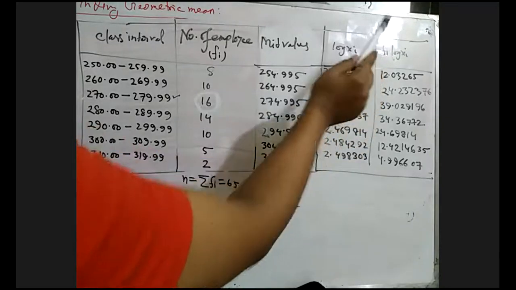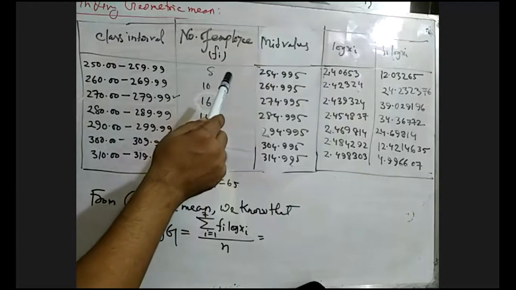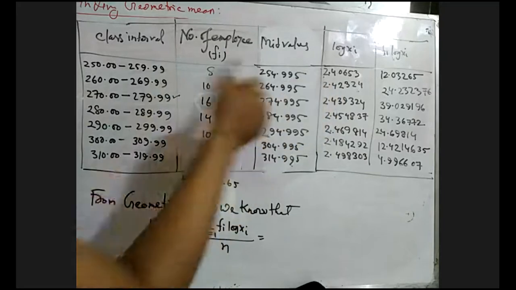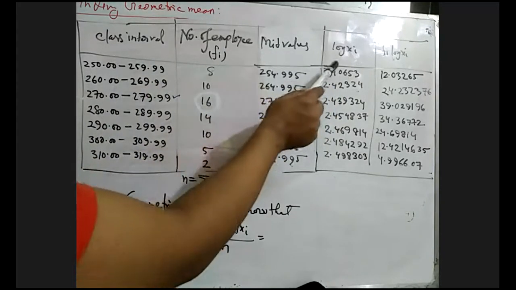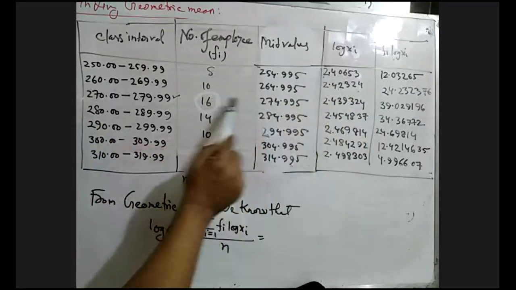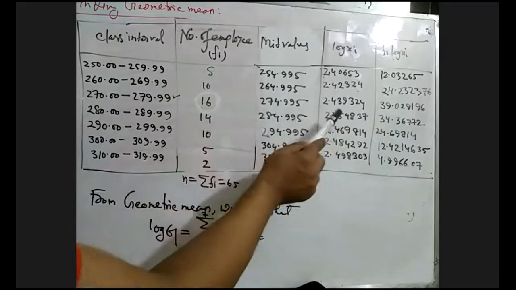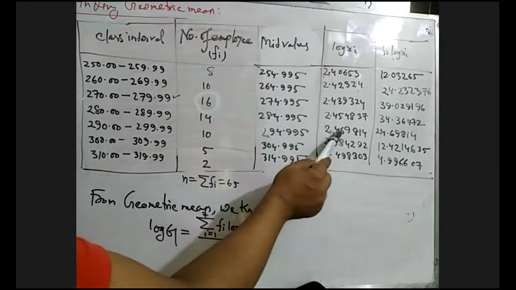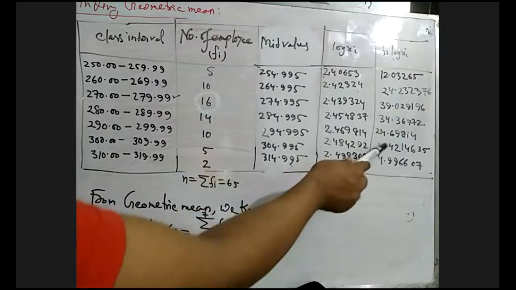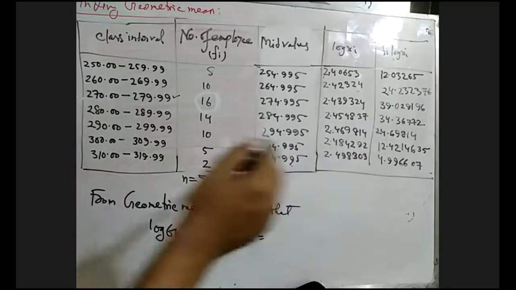And this is the fi log xi, the frequency individually multiplied. For the first class, 8 multiply this one, and 10 multiply this, and 16 multiply the third log xi, this. 14 multiply this will be this, and 10 multiply this will be this, 5 multiply this will be this, and 5 multiply this one, this. So 2 multiply the last one will give this. So we have to make it total.